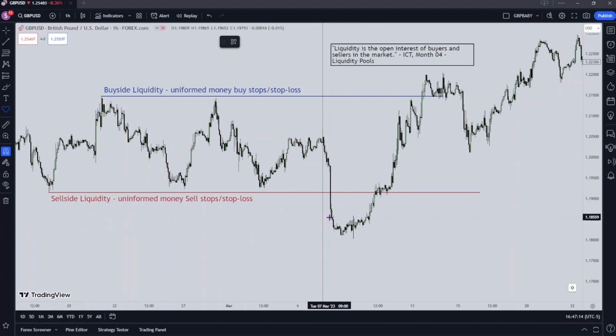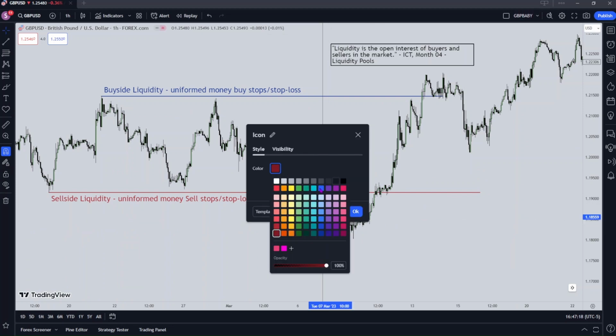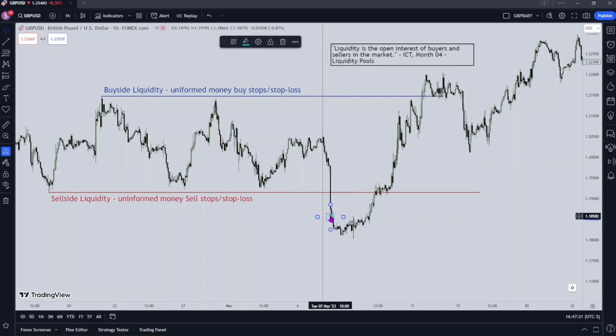As we sweep these lows, we can buy that. Let's make it blue. And then where would we want to let off our position?